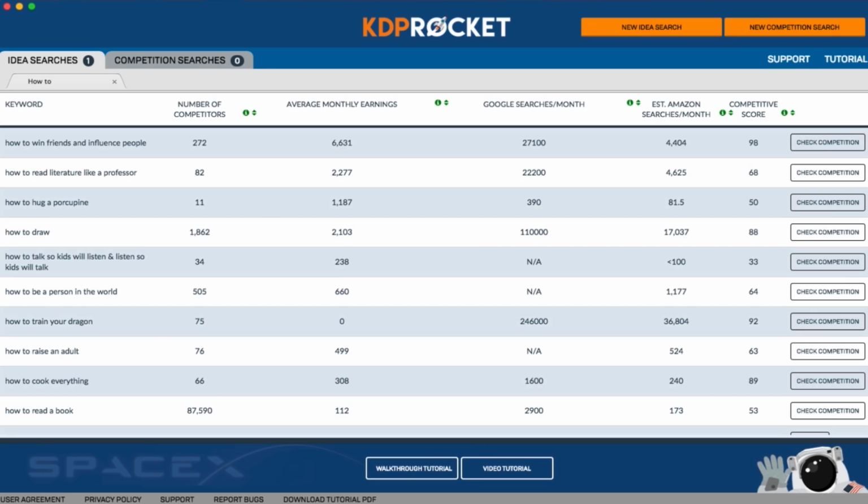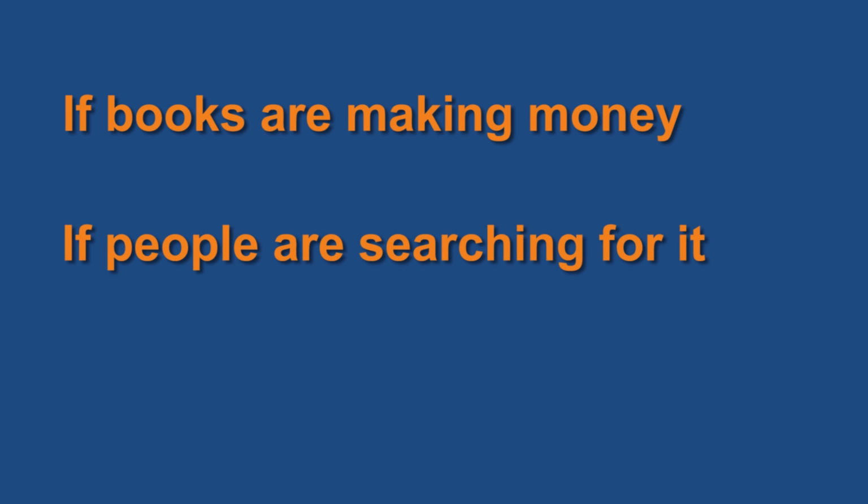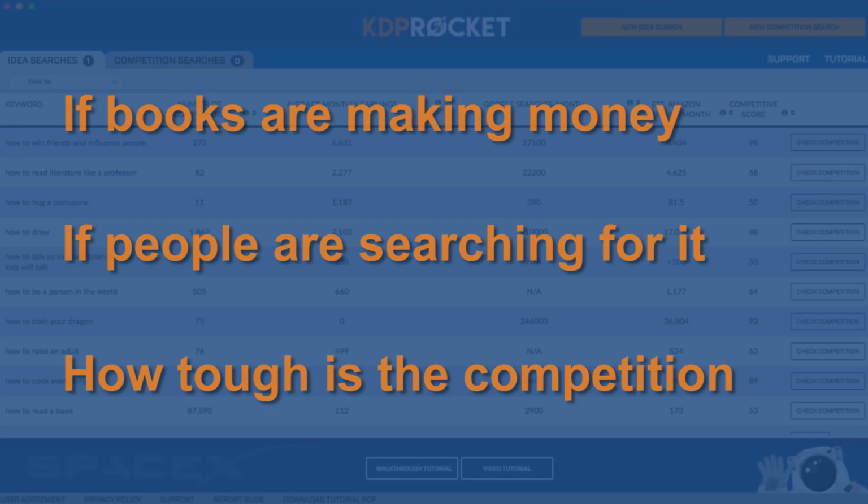As you can see, with these numbers, you can quickly tell if books are making money in that niche, if there's an active market searching for that idea on Amazon and Google, and how hard it will be to beat the competition. If after looking at the numbers, you think an idea might be a good one, it's time to take a deeper look at the books that rank for those terms and get to know your competitors a little better before deciding on that book idea or set of Kindle keywords.